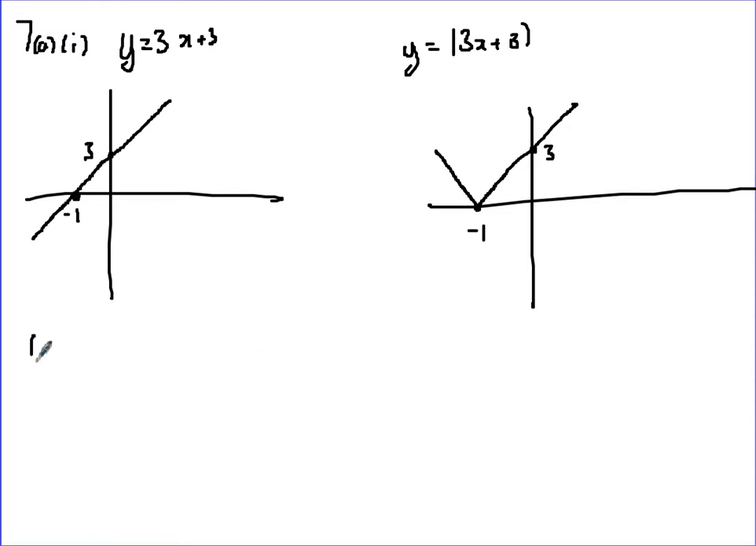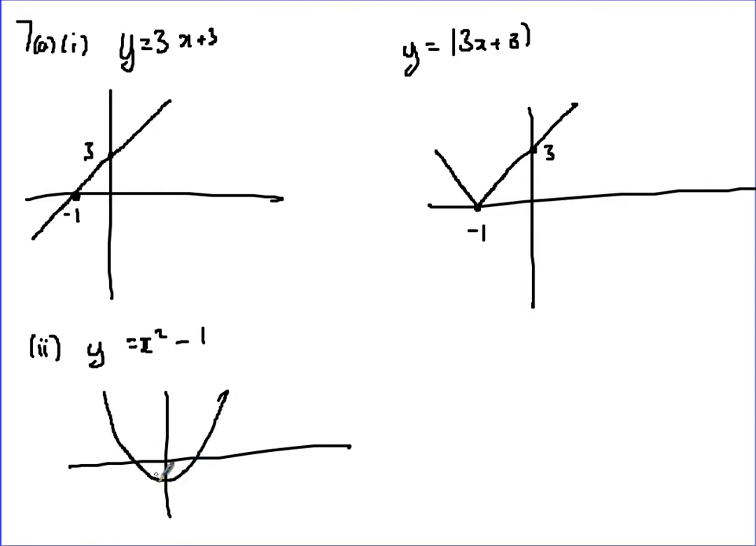Part 2 then asks us to sketch the curve x squared minus 1. Well, that's not too bad, because y equals x squared minus 1 is your y equals x squared but shifted down by 1. So there. This point here and this point here are the important points, and they're minus 1 and 1. If you put that equal to 0 and solve it again.